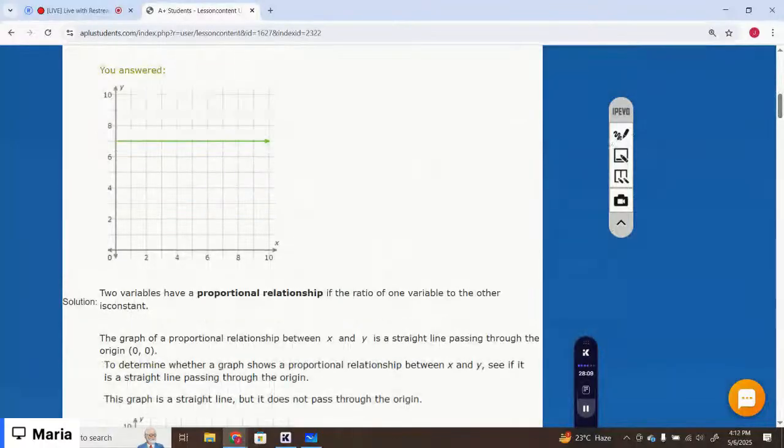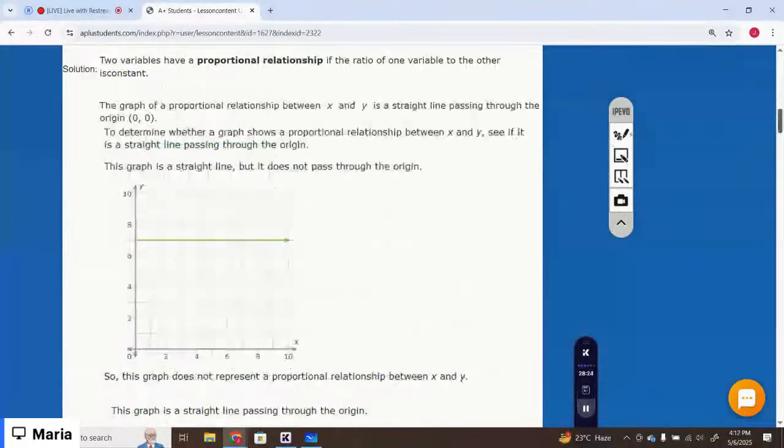Two variables have a proportional relationship if the ratio of one variable to the other variable is constant. The graph of a proportional relationship between x and y is a straight line passing through the origin. To determine whether a graph shows a proportional relationship between x and y, see if it is a straight line passing through the origin. So that is a straight line, but it does not pass through the origin. So this graph does not show the proportional relationship, right?